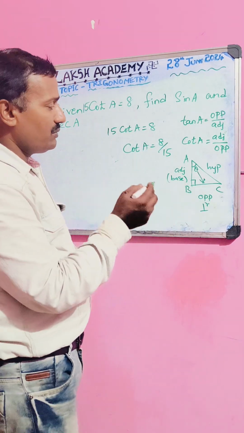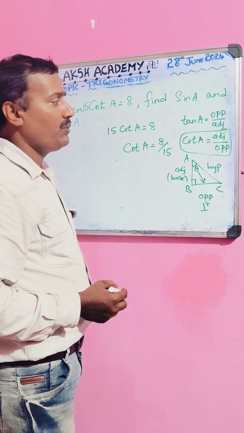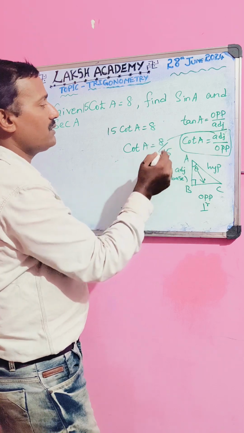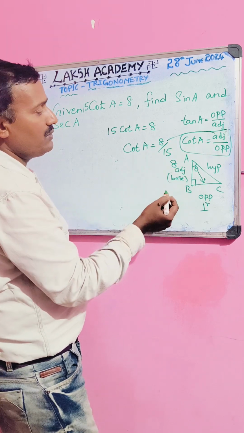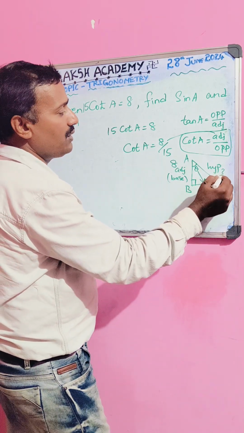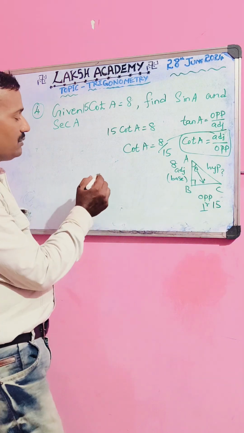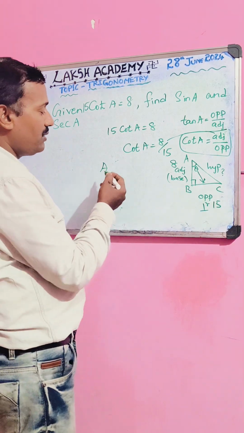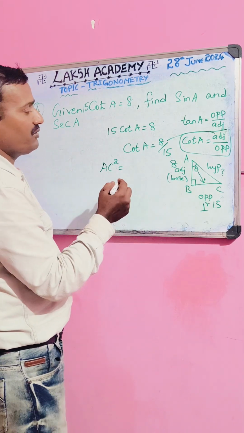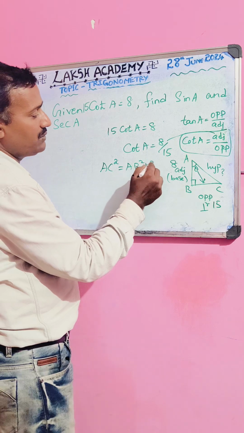Now cot A means we need to remember adjacent by opposite. The adjacent side is 8, so the AB value is 8, and the opposite we have is 15, and we need to find the hypotenuse side value. For that you need to remember the Pythagoras theorem. In the previous video you have learned the Pythagoras theorem. When two sides' values are given, the third side we can find by using it. So we can write AC square equal to AB square plus BC square.